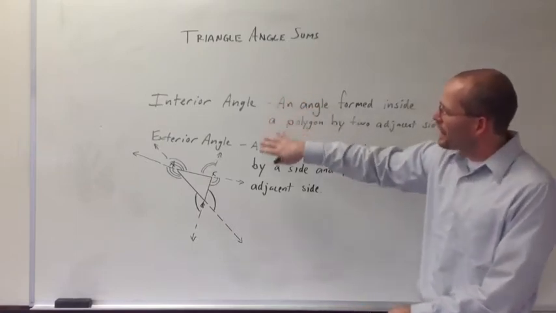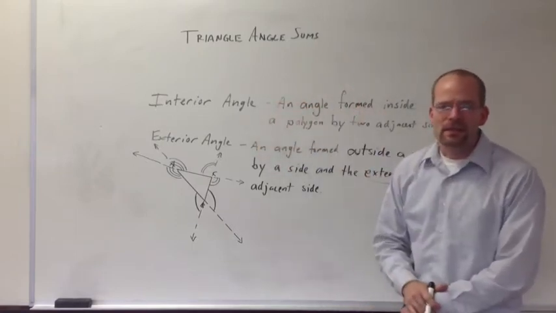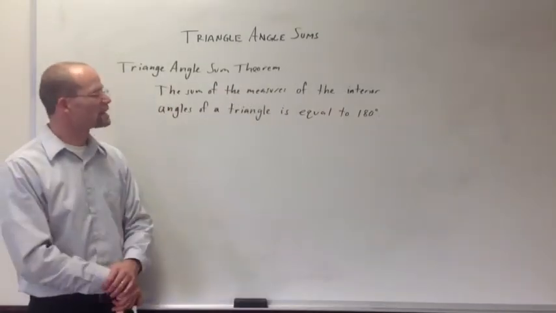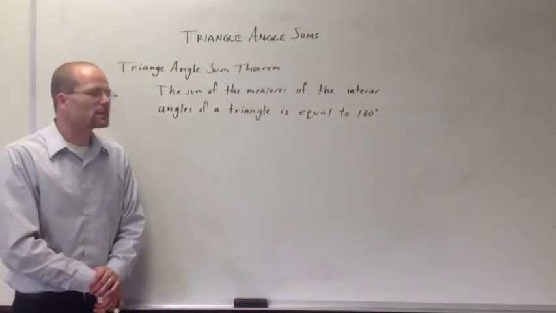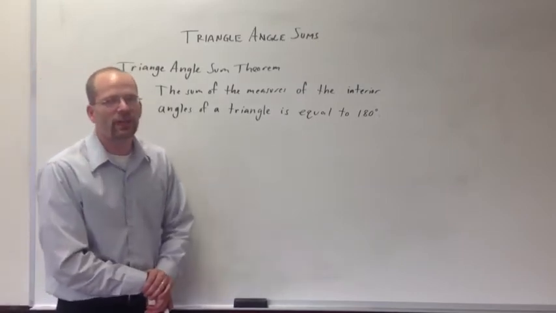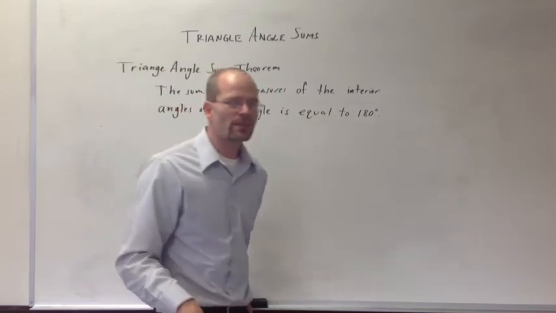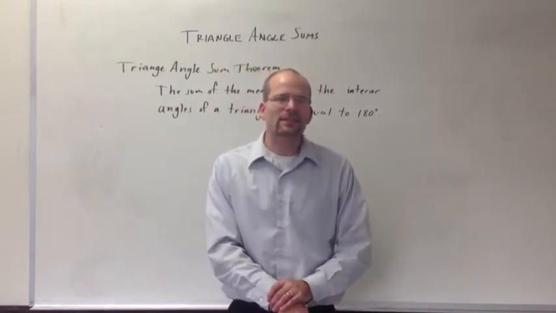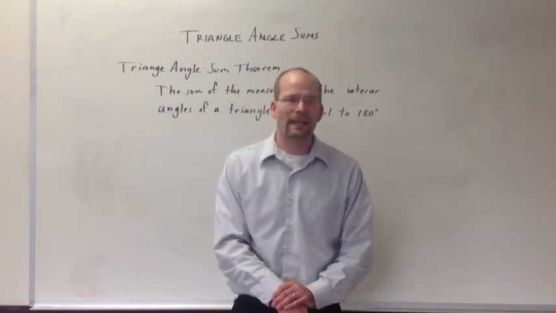So we have interior and exterior angles, and now we're going to talk about some of the sums that we see occurring in triangles. The triangle angle sum theorem, which is the first one we need to look at, says that the sum of the measures of the interior angles of a triangle is equal to 180 degrees. So no matter what triangle I'm looking at, I know that if I add up all 3 of the interior angles, the sum will always be 180.